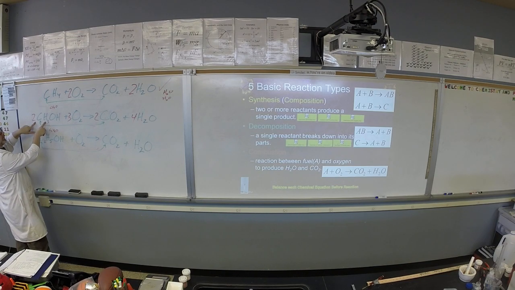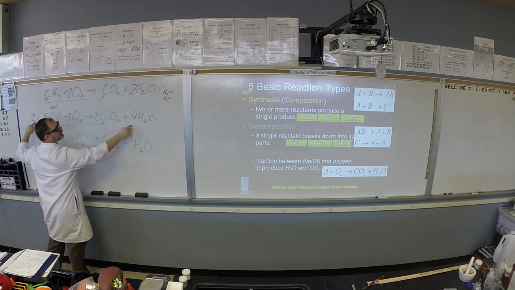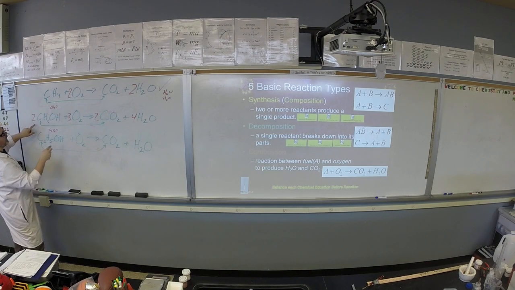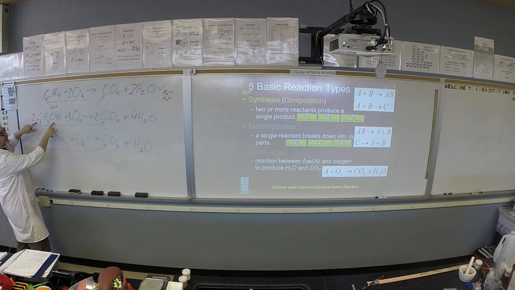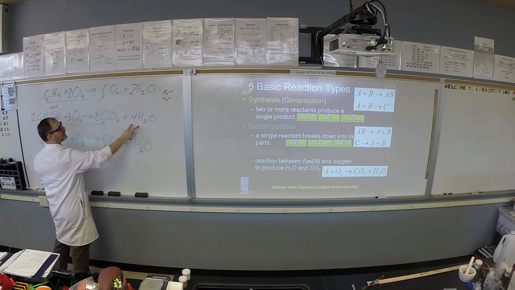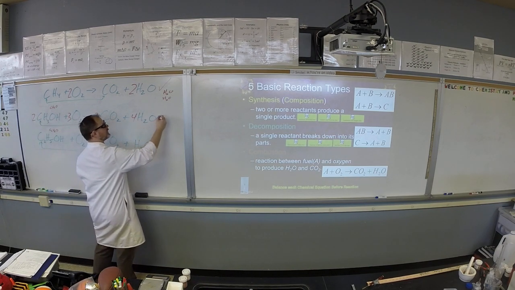How many hydrogens? 8. Because there's 4 here, times 2 is 8 hydrogens. We're looking good so far. And how many oxygens here? 2 and then 6. And 2 by 2 is 4, and 4 by 1, and we got it. Okay.